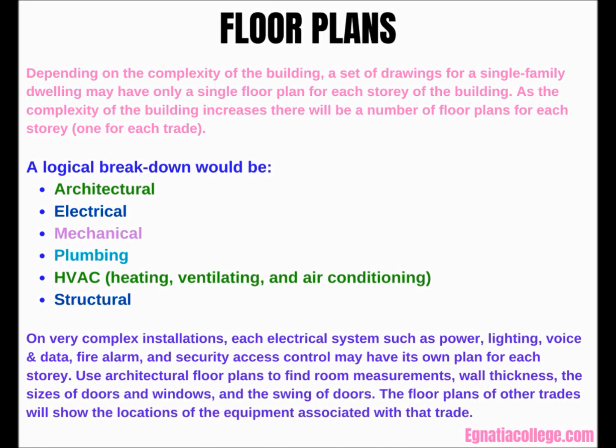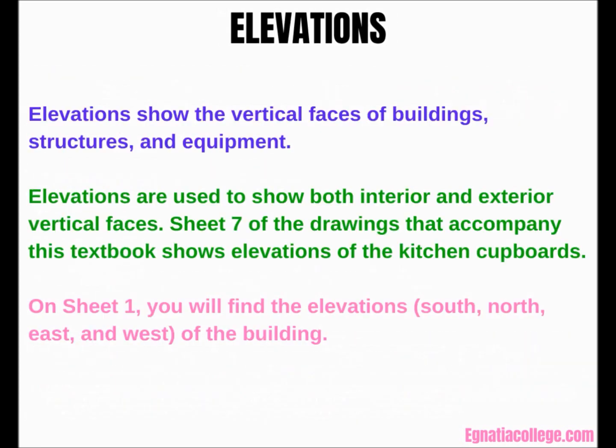On very complex installations, each electrical system such as power, lighting, voice and data, fire alarm, and security access control may have its own plan for each story. Use architectural floor plans to find room measurements, wall thickness, the sizes of doors and windows, and the swing of doors. The floor plans of other trades will show the locations of the equipment associated with that trade.